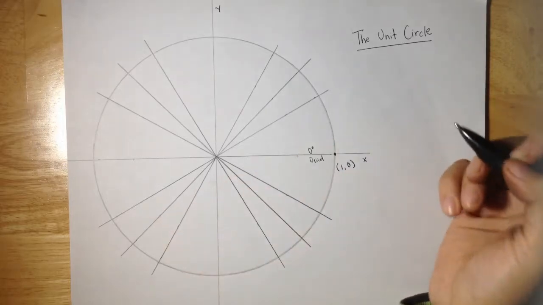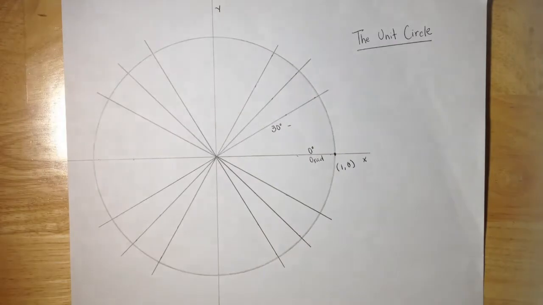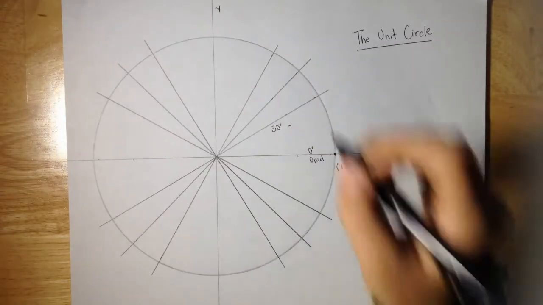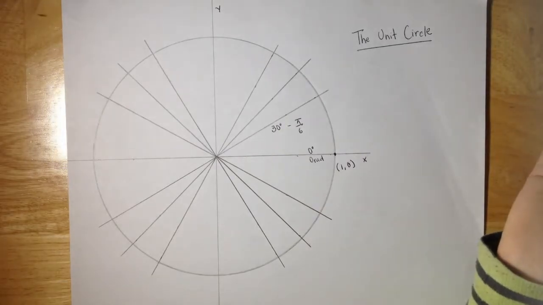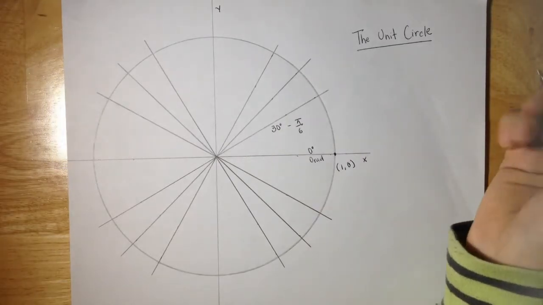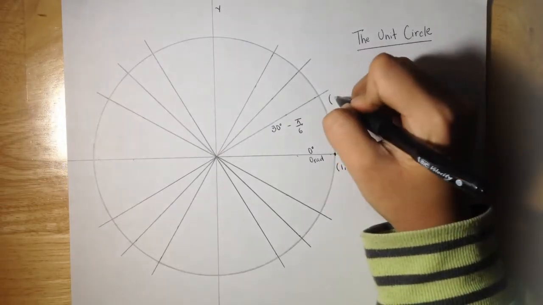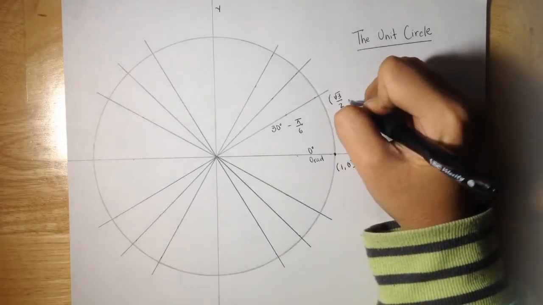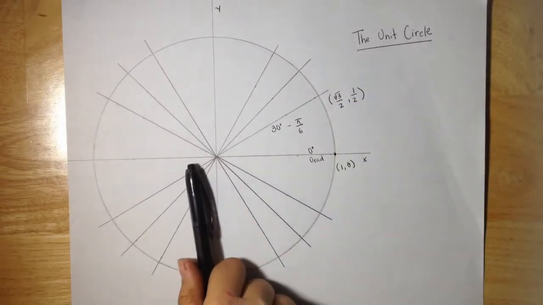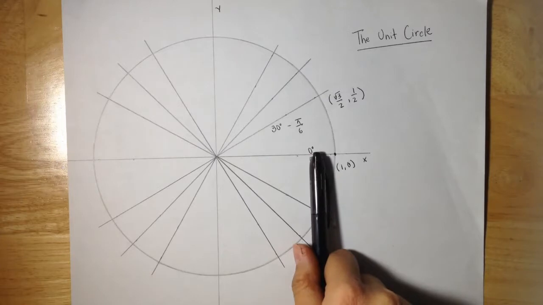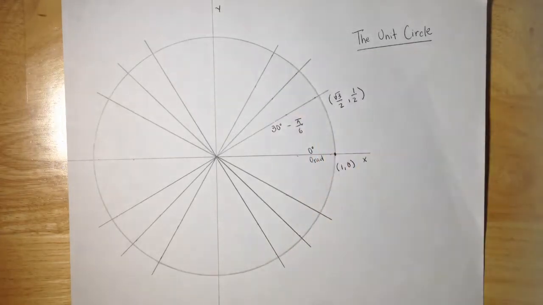The first angle on the unit circle is the 30-degree angle, which translates to pi over 6 radians. And as this is a 30, 60, 90 triangle, the coordinates for this are radical 3 over 2, 1/2, meaning that on the x-axis it's radical 3 over 2 to the right, and on the y-axis it's 1/2 up.